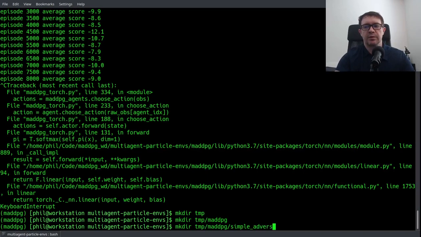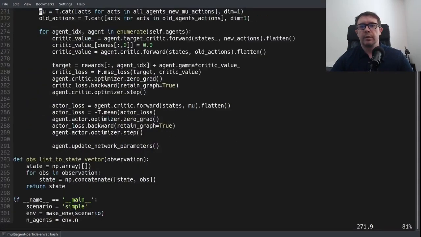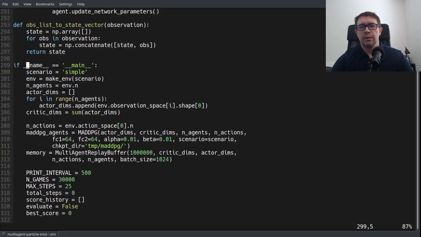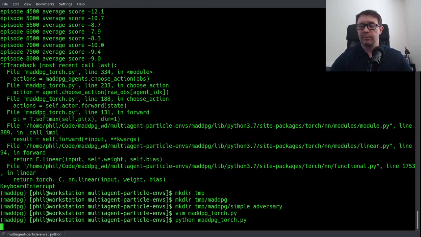Simple adversary. And let's go ahead and check out our main file here and change this to simple adversary, and now we are going to have the moment of truth and let this run.